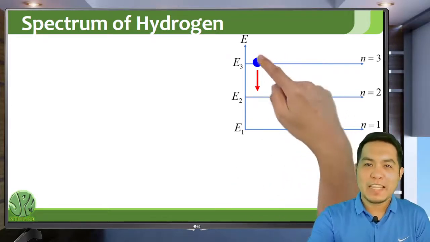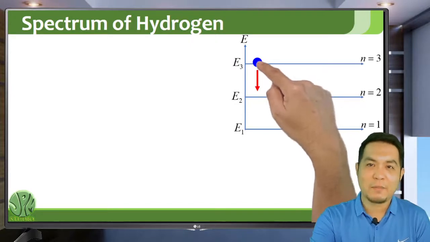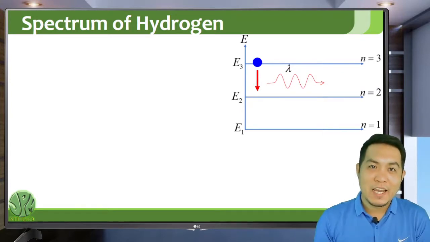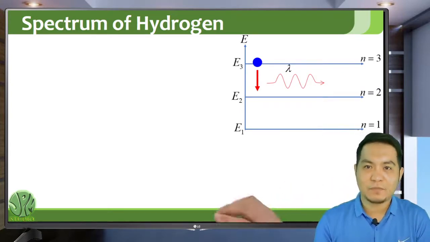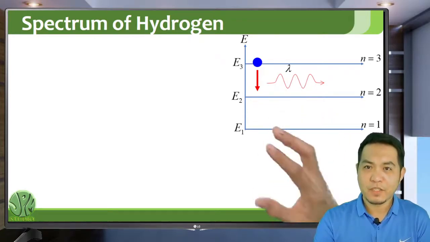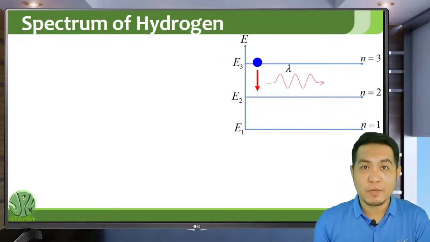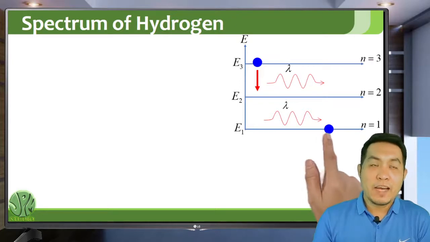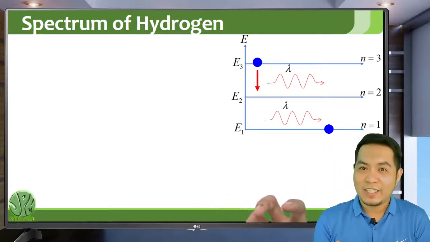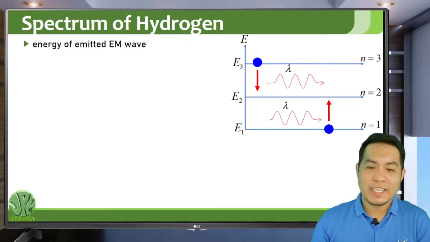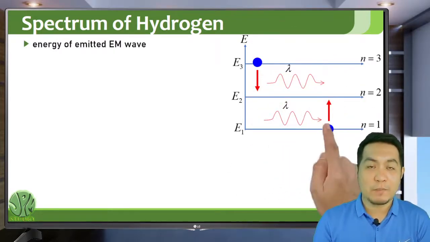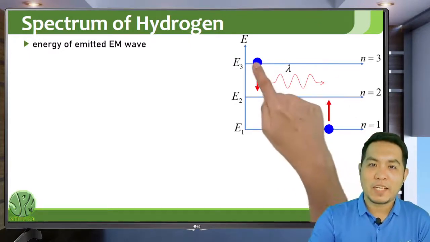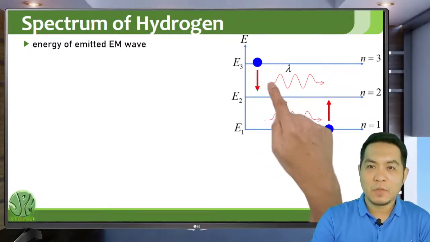That's what we call de-excitation. When an electron de-excites from a higher energy level to a lower energy level, it will emit an electromagnetic wave. It will emit light with wavelength, say, lambda. This phenomenon is called spontaneous emission because it happens spontaneously. On the other hand, the reverse is if an electron absorbs a photon or light, then it will be excited. So this is emission, this is absorption. When an electron absorbs light or a photon, it will be excited. When an electron goes down or de-excites, it will emit a photon.